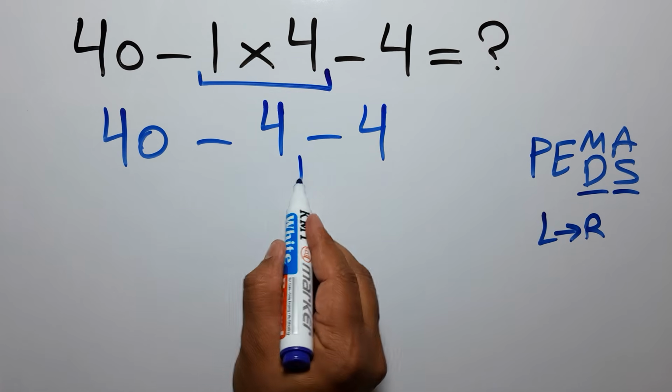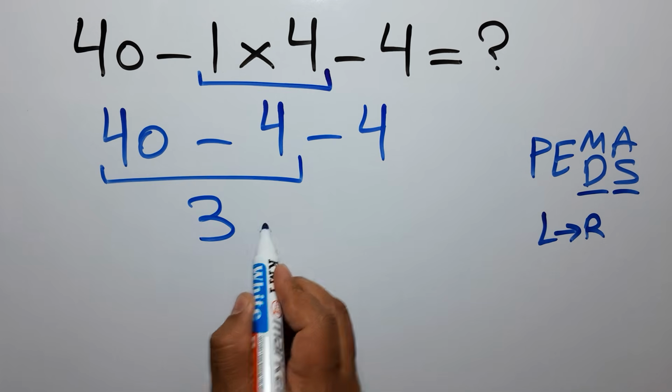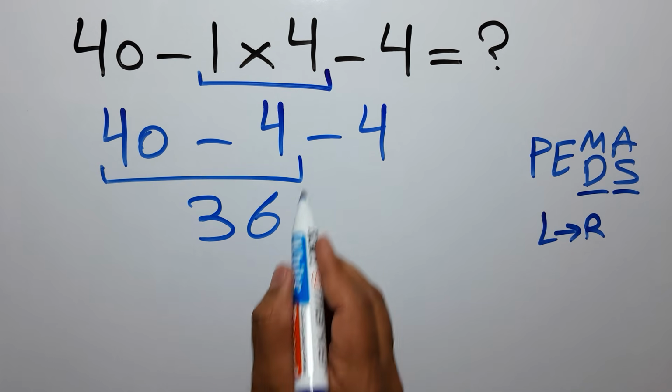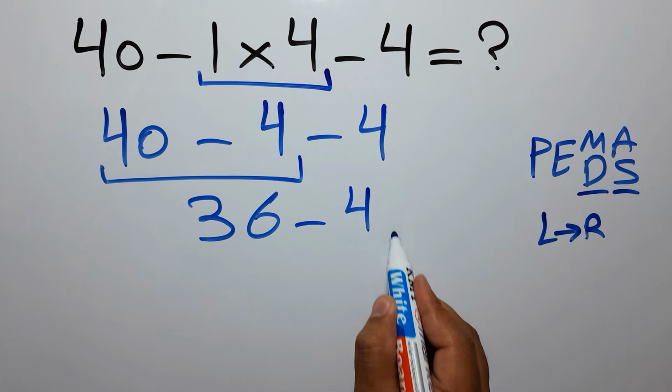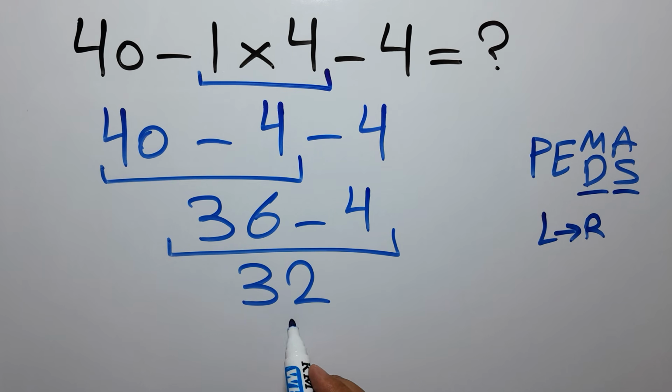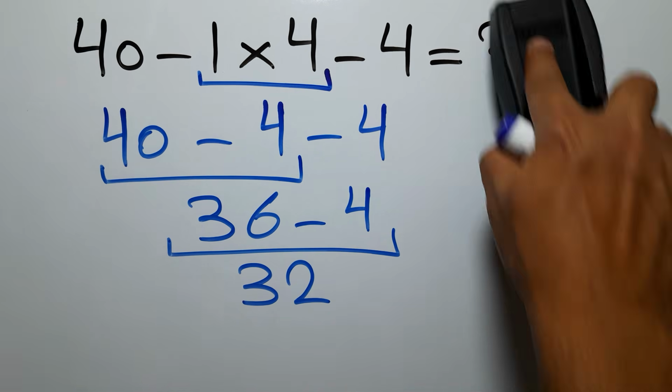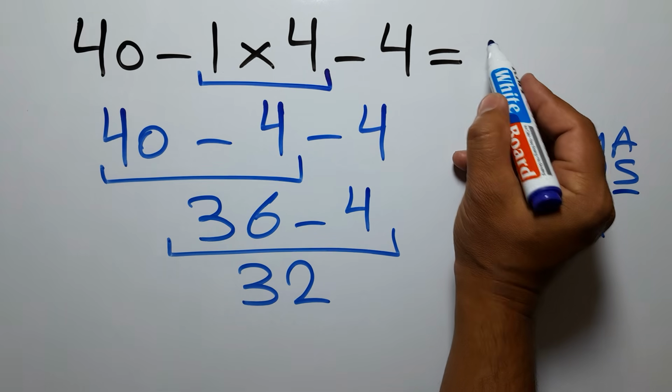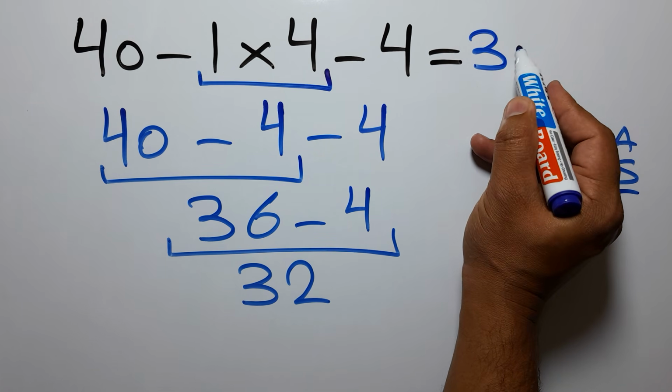40 minus 4 gives us 36. So 36 minus 4, which equals 32. And this is our final answer to this problem. The correct answer is 32.